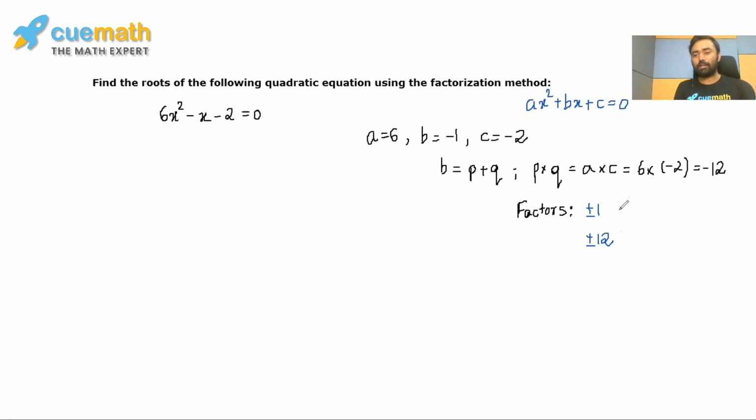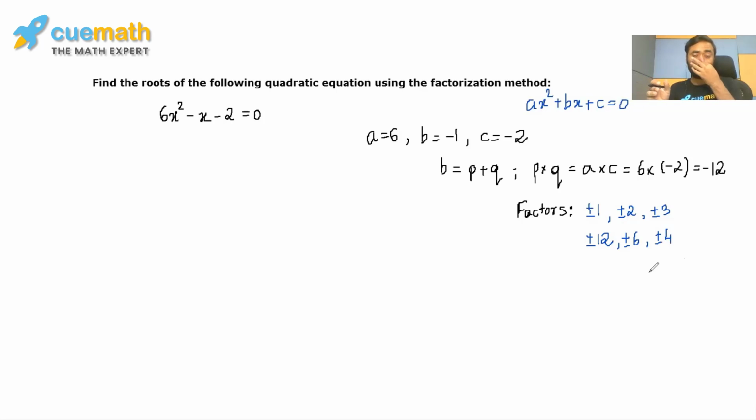The next one is ±2, and we can write here ±6 because 6 times 2 is 12. Then we have ±3 and again ±4. So these are the factors of 12, and we've taken the positive and the negative of all these numbers.